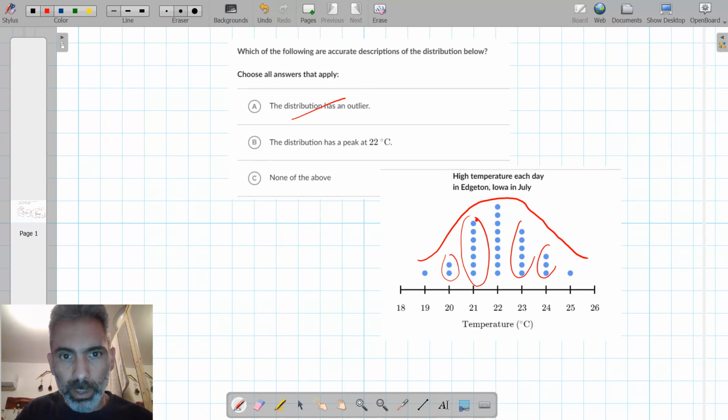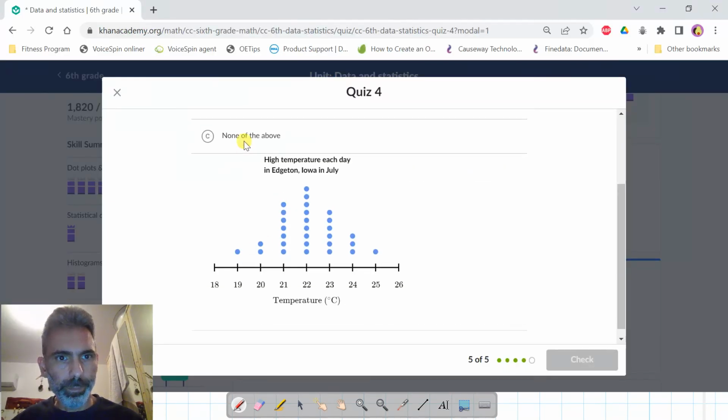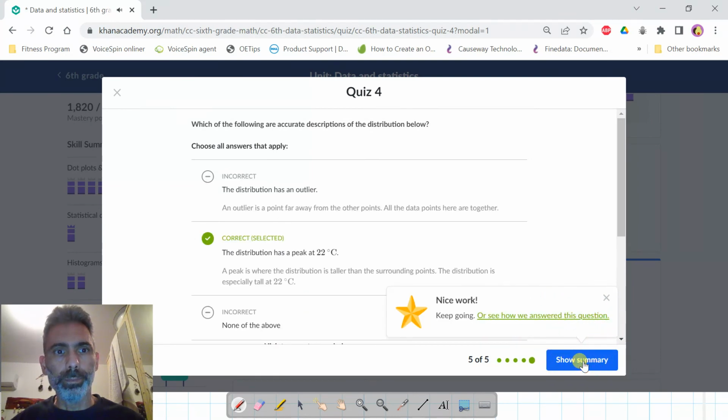The distribution has a peak at 22, this is correct. 22 degrees Celsius has a peak with the greatest number of days at 22 degrees Celsius. So this is the correct answer, B. Good.